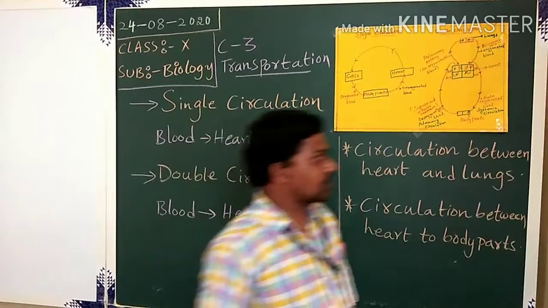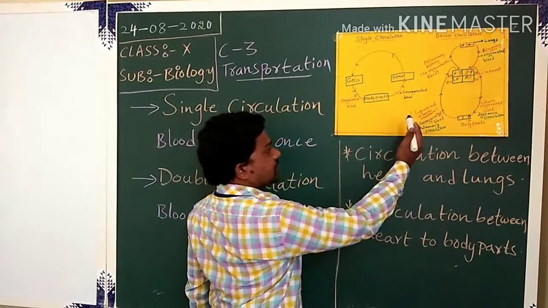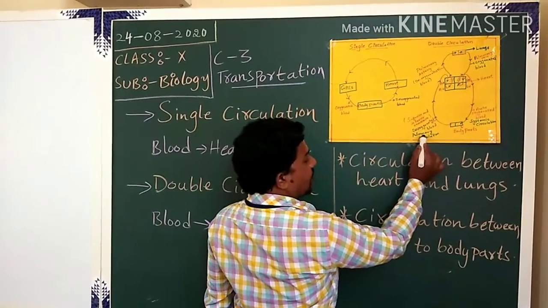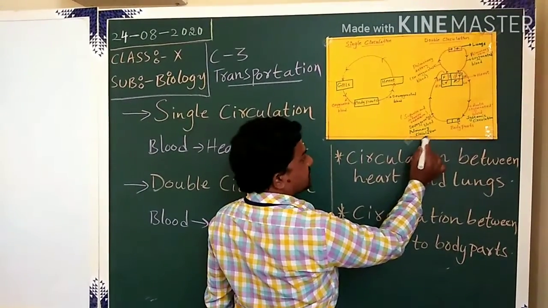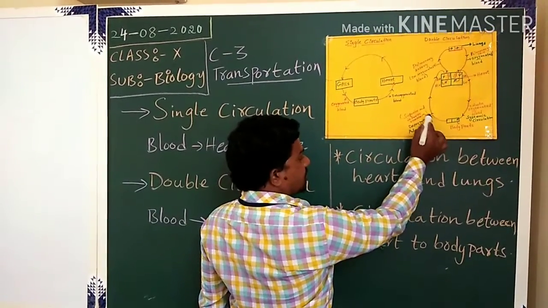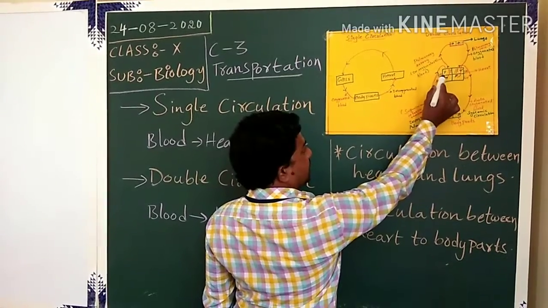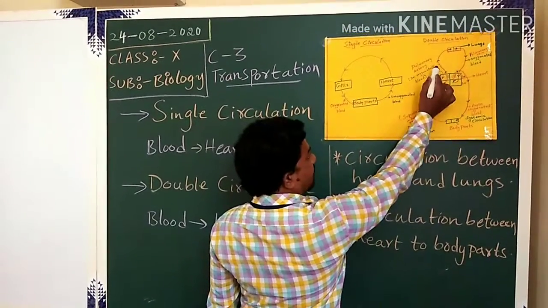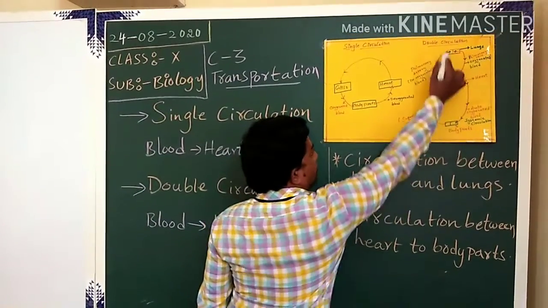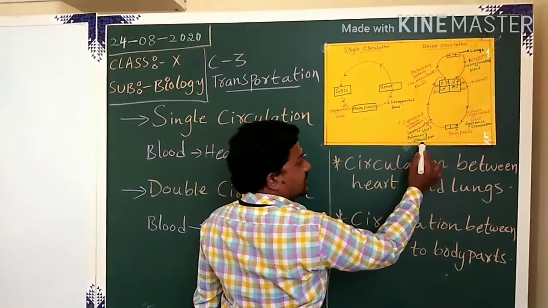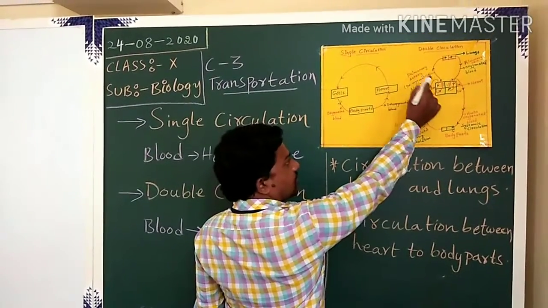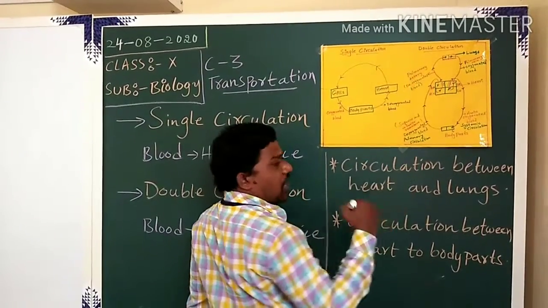And if you go through the right side parts, this right side part we call pulmonary circulation. Why we call it pulmonary circulation is because here from the body parts, deoxygenated blood is collected towards the right auricle, right ventricle and pulmonary artery, and again to the lungs. This total right side part we call pulmonary circulation. That means deoxygenated blood is transported to the heart, then to the lungs for oxygenation.